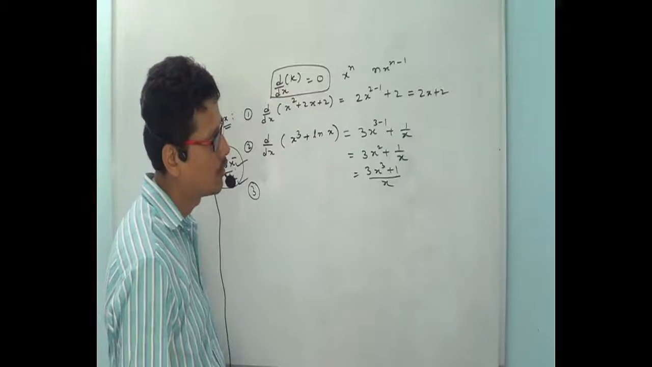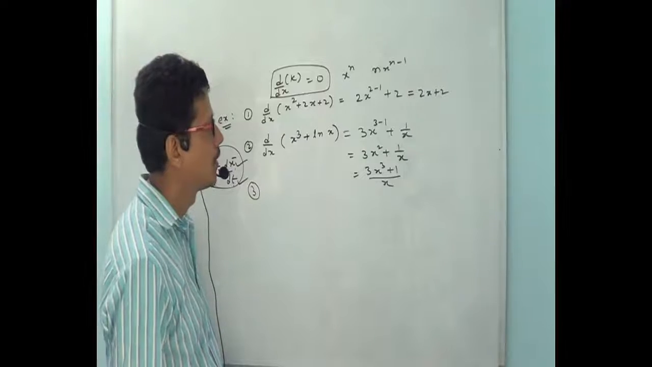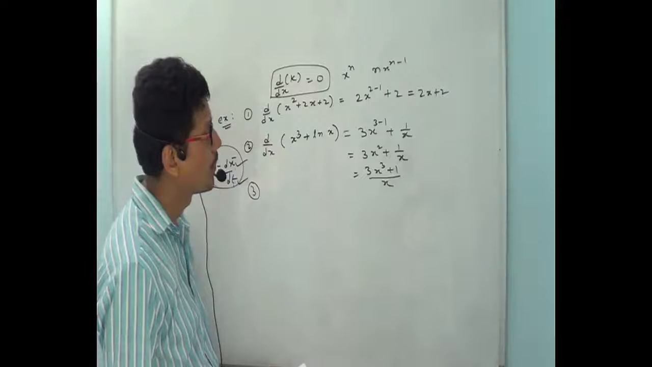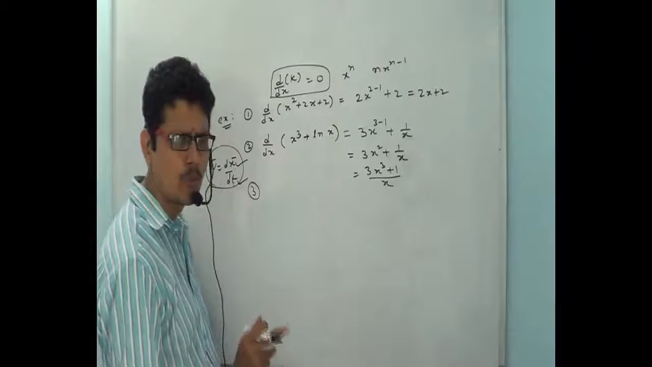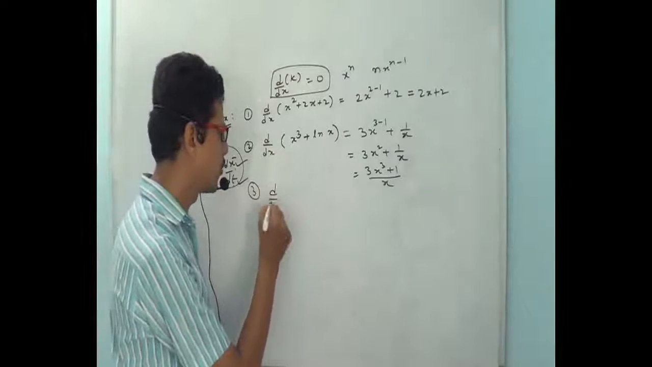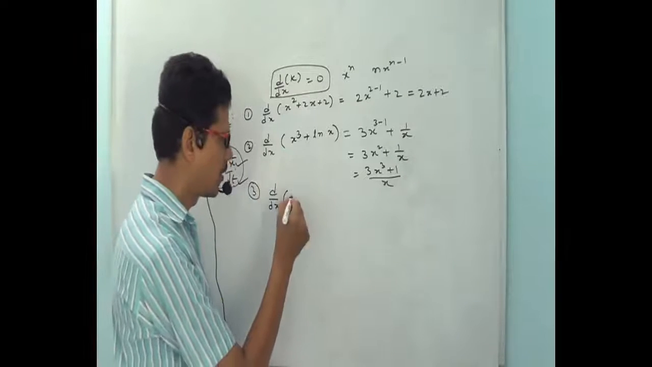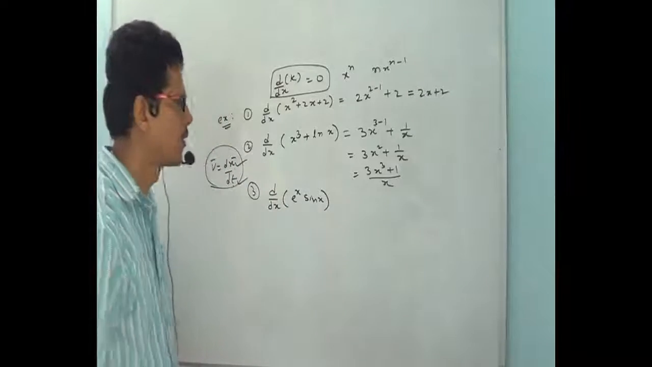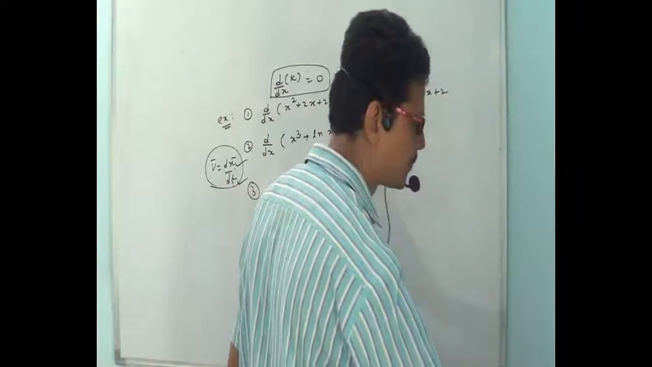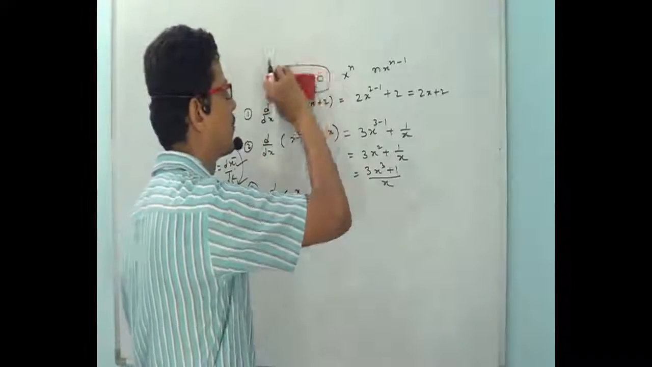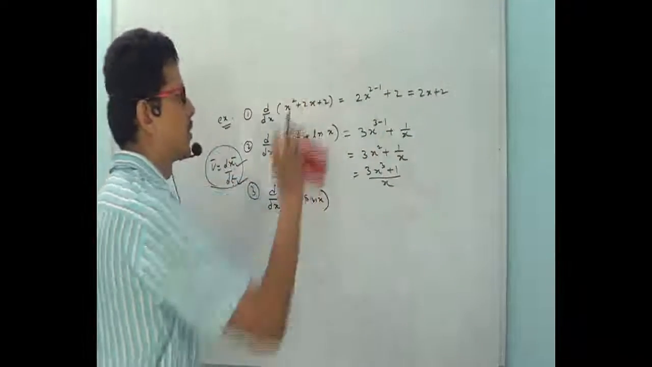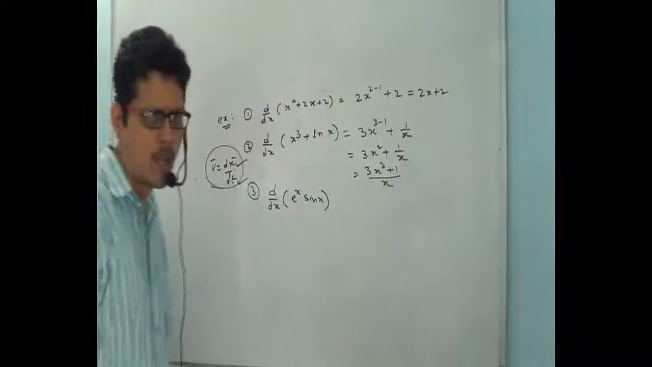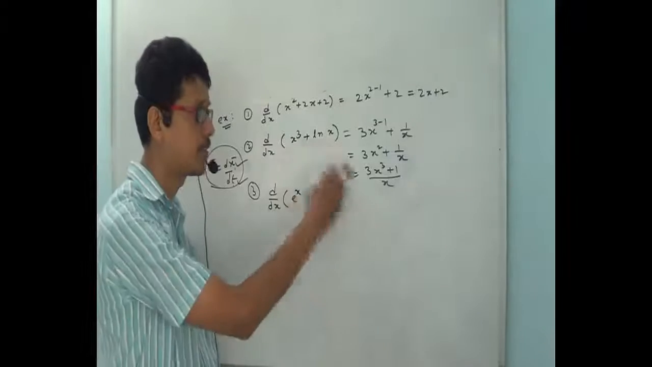Next, third question. We will apply the UV rule. Let us do one UV rule problem: d by dx of e power x into sin x. So the third problem is this. What is d by dx of e power x into sin x? Simultaneously you have to write, okay? You have written this, no?